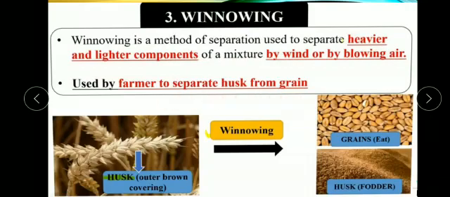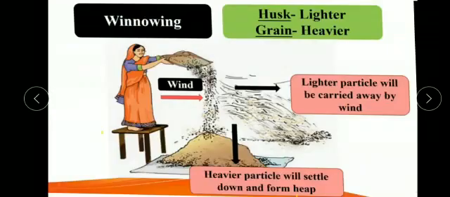Okay, I will make you understand by a diagram. So let's come to a diagram. Here you are seeing a woman standing on a raised platform, and wind is blowing in this direction. क्या कर रही है ये woman? She is standing on the raised platform and she is holding this container in a tilted manner. Yes, and she is allowing the grain to fall down.